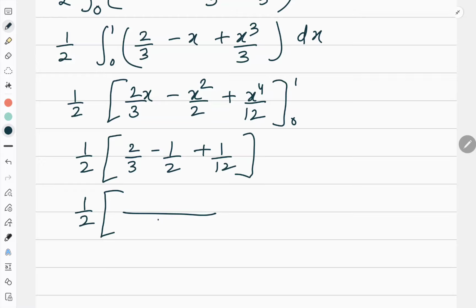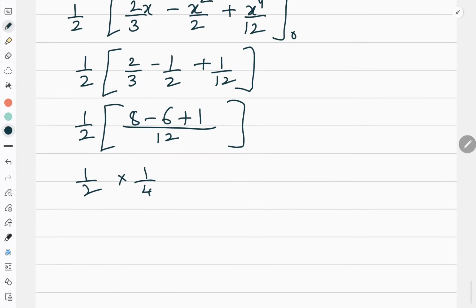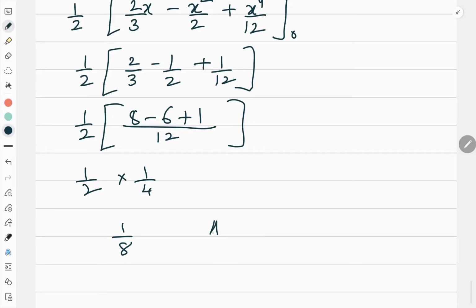What is the LCM? LCM will be 12. So 4 to the 8 minus 6 plus 1. So 1 by 2. 8 minus 6, 2 plus 1, 3. 3 by 12 is 1 by 4. So this is 1 by 8, which is my answer.